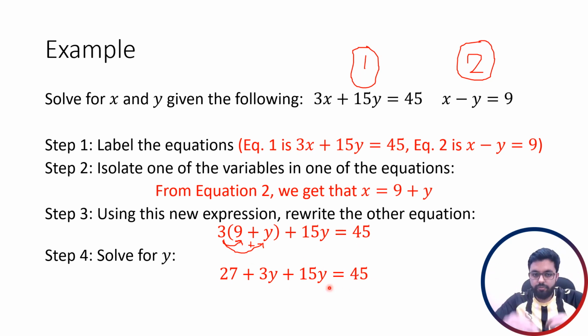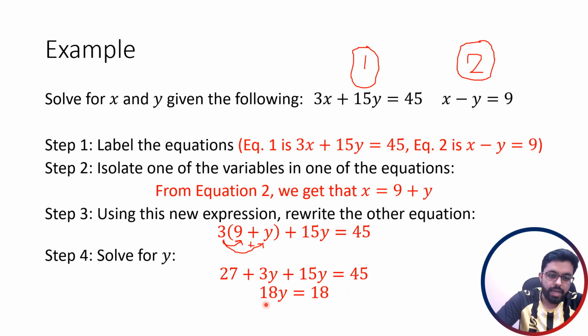Then I'm going to do a little bit of massaging of this equation. So 15y plus 3y, that's 18y. And I'm going to subtract 27 from both sides. So the 27 disappears from the left. 45 minus 27 on the right is going to be 18. So I get 18y equals 18. That means y must be equal to 1.